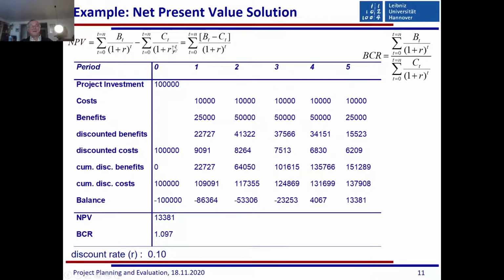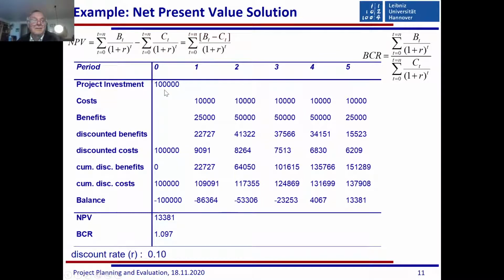And then we simply deduct from that, do the same thing for the costs, and then we sum it up, and that's the net present value. Okay, and if we turn this around, we express it as a fraction, we get the BCR, the benefit cost ratio. So that's all pretty simple, and I think you can make sense out of that.